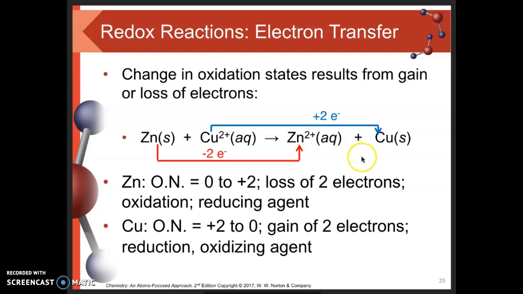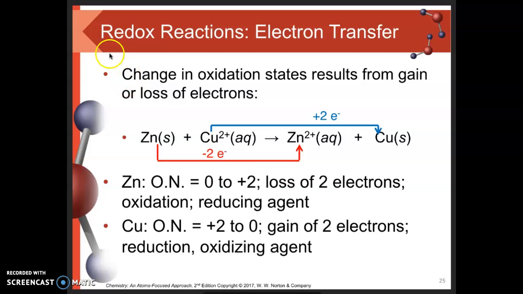Now, what we can see though is if we do that, we can see that some atoms or species are going to lose electrons. So in this case, zinc is going from no charge to a positive charge. And so to go from no charge to a positive charge, you have to lose electrons along the way. And the copper here is going from a positive charge to no charge, so it had to have gained electrons along the way as well. The process of losing electrons, as we discussed in that previous video, is oxidation. And the process of gaining electrons, in the case of the copper here, is reduction.